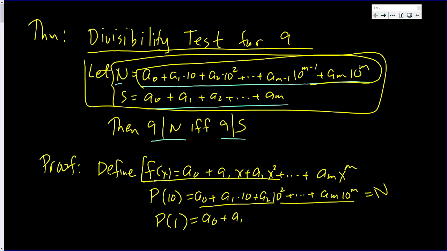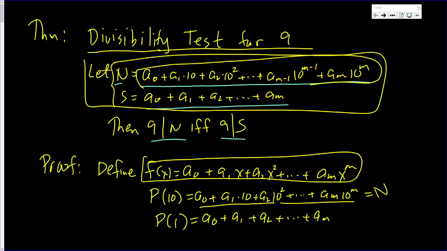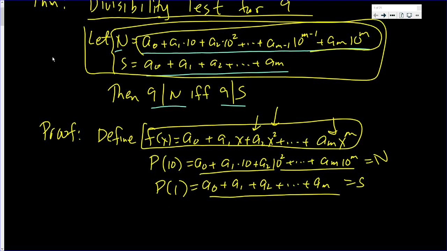And to define p of 1, I use that formula. It's going to be a0 plus a1 plus a sub 2 all the way up to a sub m. Because if you replace x, you're always going to get 1 to a power, and 1 to a power times the number in front is just going to be that coefficient. And this here is the number s, from the definition in the theorem.